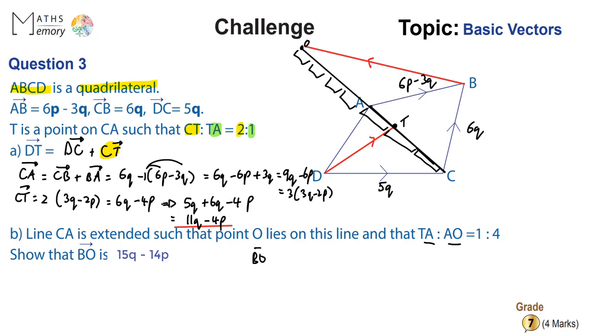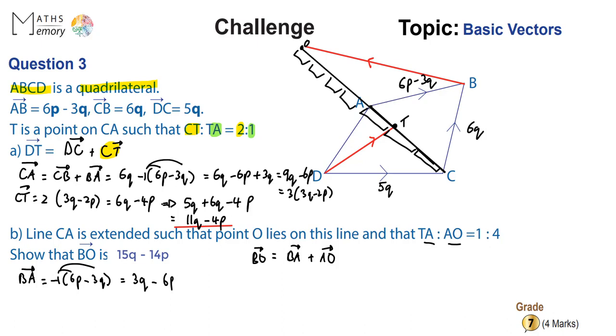So B to O is defined as 2 components. It's B to A plus A to O. So B to A must be the negative of this. So if we write this over here, B to A, that's going to be minus 6p minus 3q, and there's a minus 1 there, so multiply this out. I'll put the positive number first, so 3q minus 6p. Okay, so that's given us from B to A.